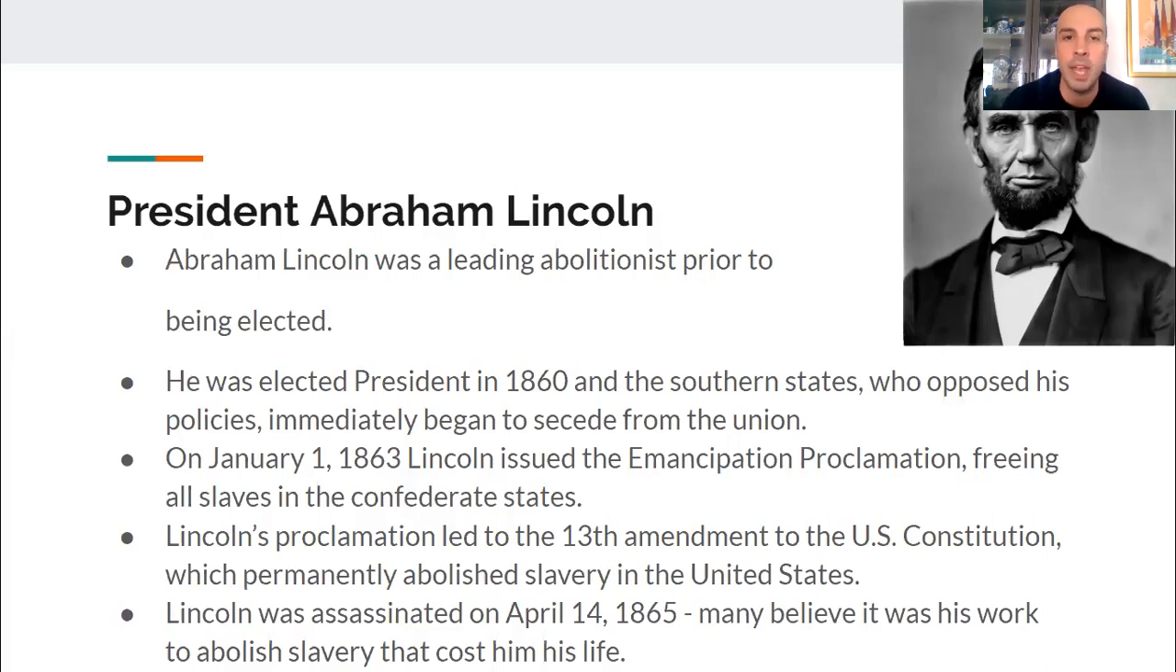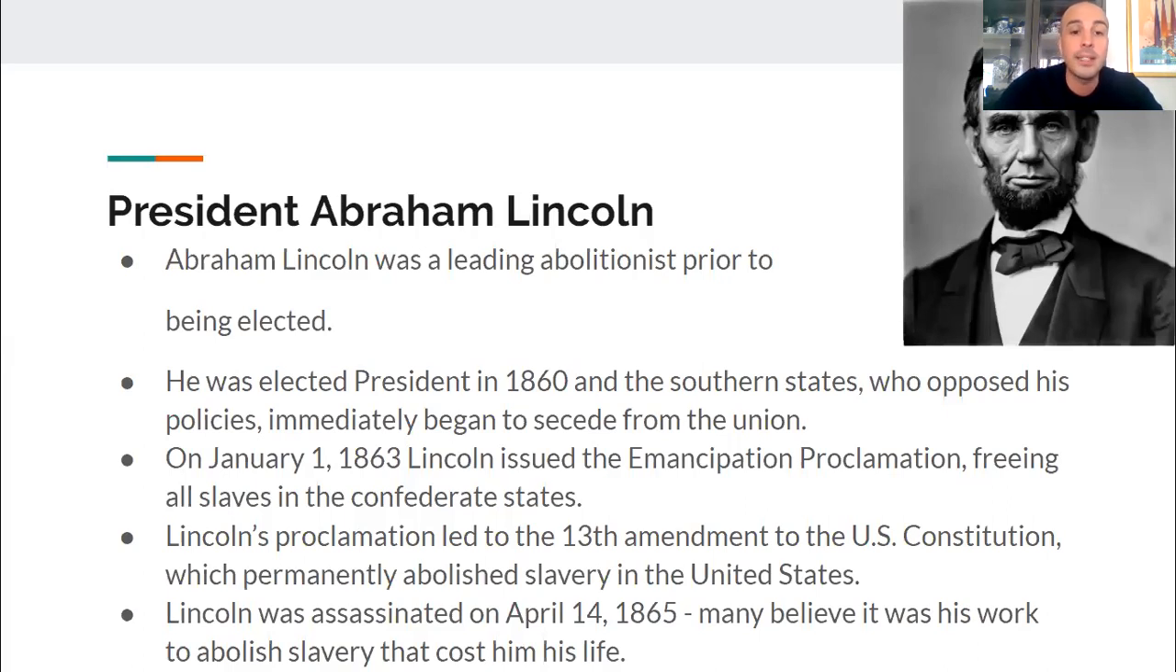He emancipated them. To be emancipated means to be freed or to be made independent or put out on your own. And Lincoln's proclamation would end up leading to the 13th Amendment to the US Constitution, which would happen several years later, and which permanently abolished slavery across the entire United States, making it illegal.